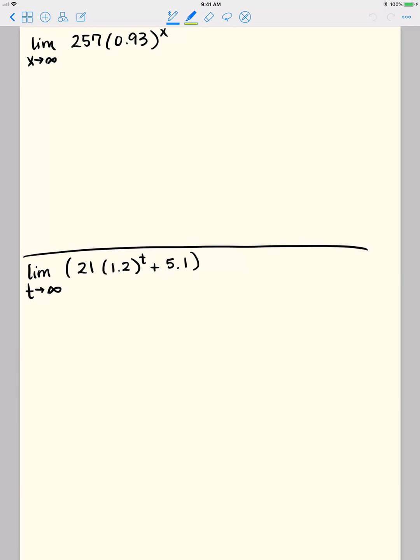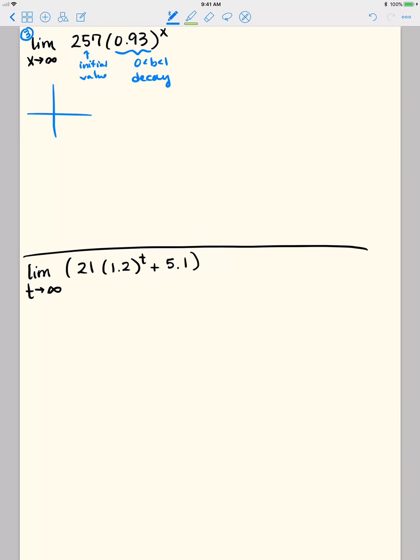Here's another example, example 3: 257 times 0.93 to the x power. There's no addition, subtraction, or extra pieces here. It's just a semi-large initial value of 257, and then you have this 0.93 to the x power, and since the 0.93 is a growth factor between 0 and 1, that makes this a decay function.